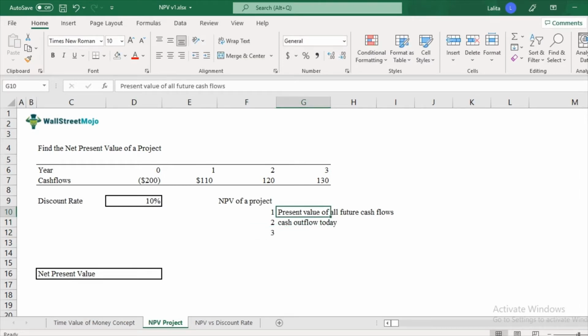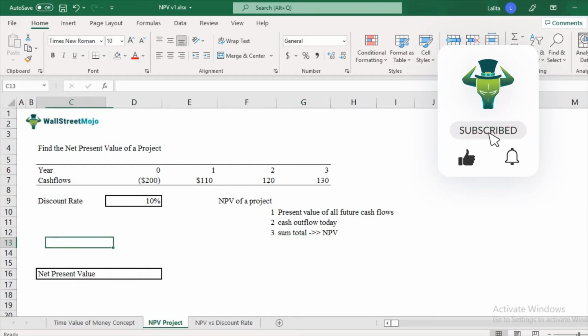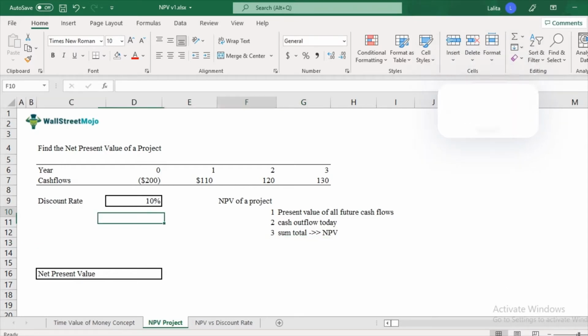So net present value: whatever value you get, you deduct your cash outflow from today and basically sum total both of them. Okay, and that will give you your net present value. All right, but if you haven't understood these steps yet, let's do the calculations and you will fully get the idea. Okay, so we'll do the first step first.